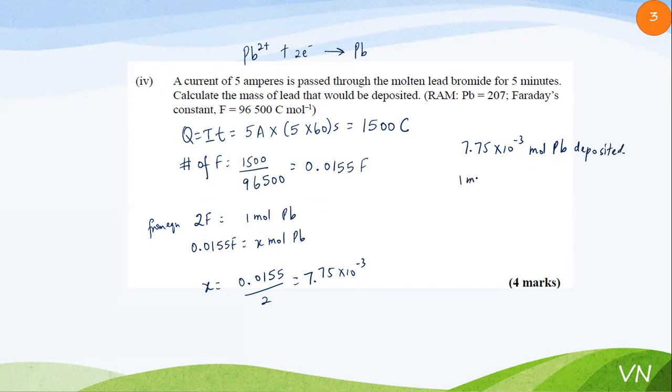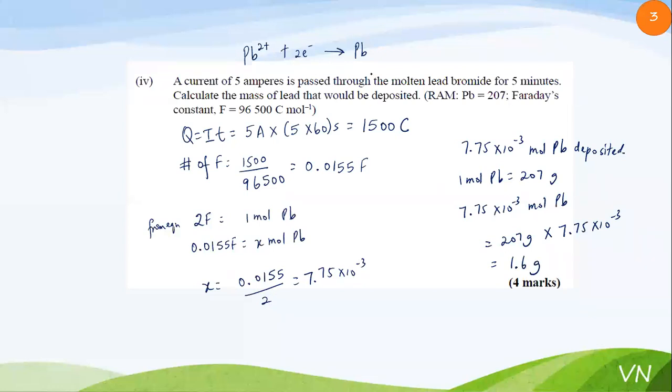So 1 mole of lead is given as 207 grams. Therefore 7.75 times 10 to the minus 3 moles of lead will equal 207 grams multiplied by 7.75 times 10 to the minus 3. And this will work out to be 1.6 grams. All right, so the answer there is 1.6 grams.